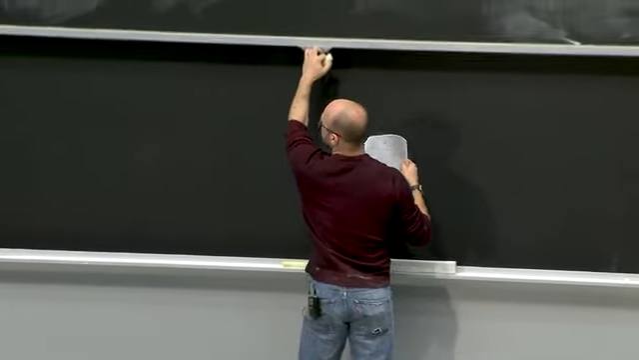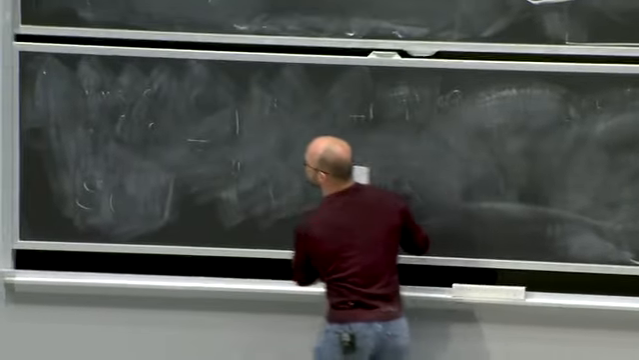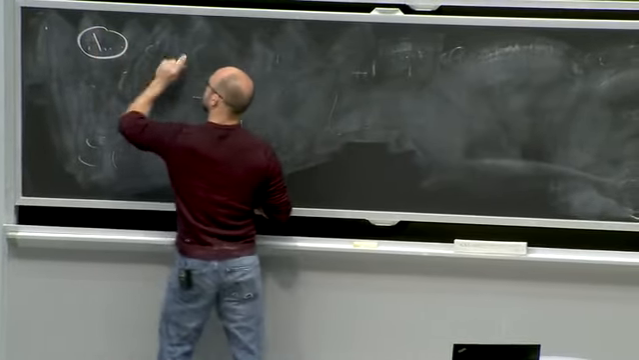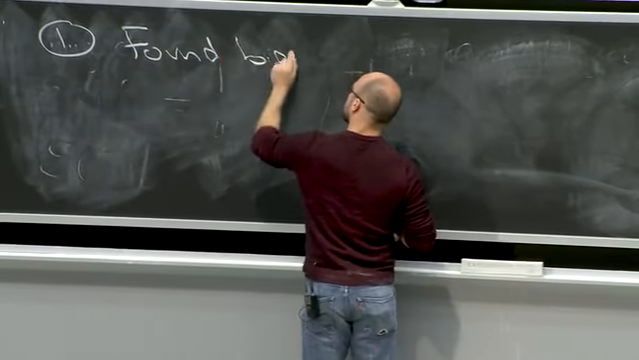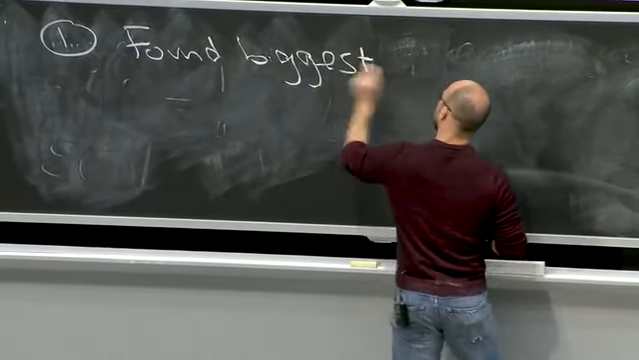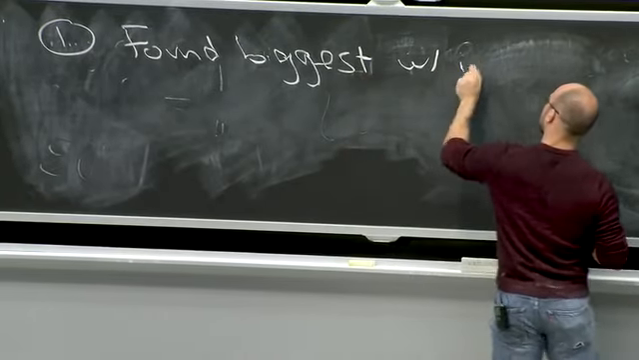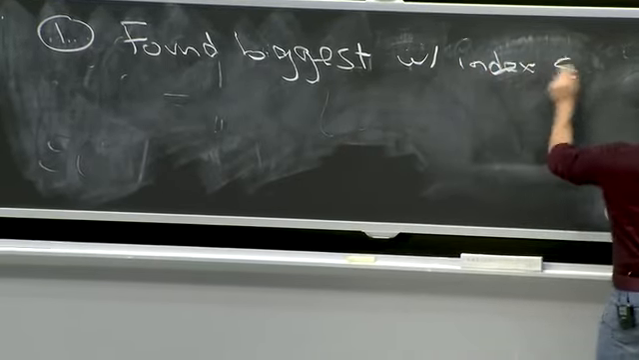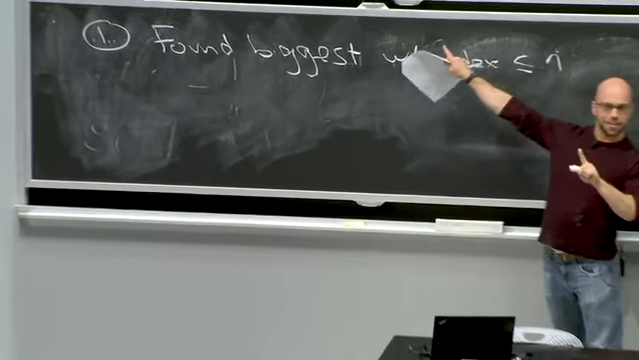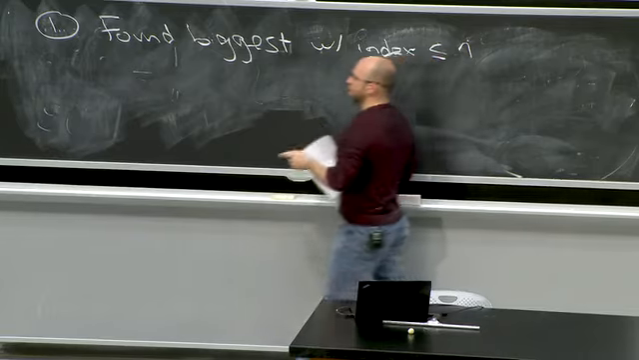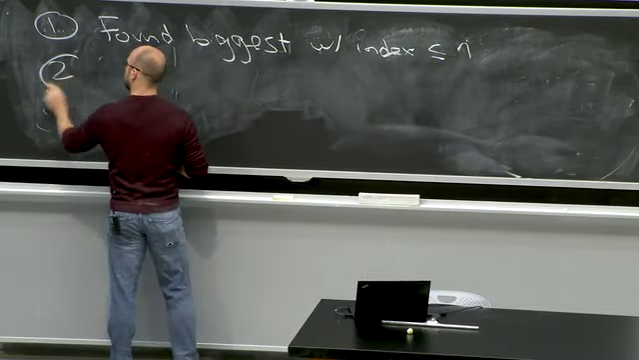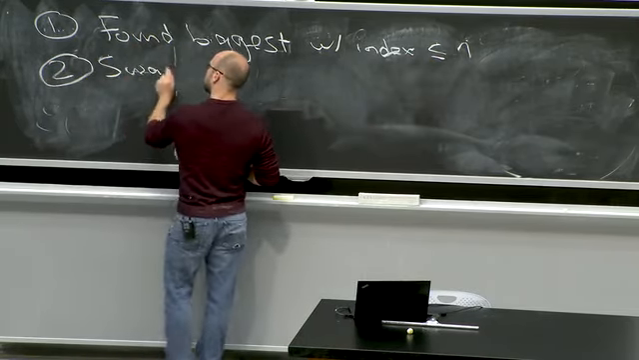So what did I do? Well, in some sense, in step 1 here, I found the biggest element with index less than or equal to I, right? So I started at the end of the list and then kind of moved backward, right? And then step 2 was to swap that into place.